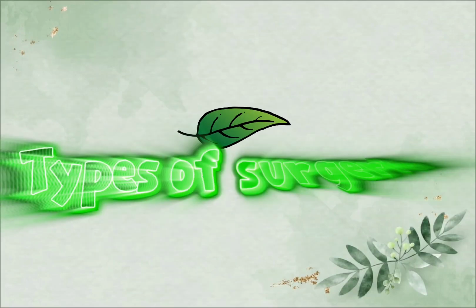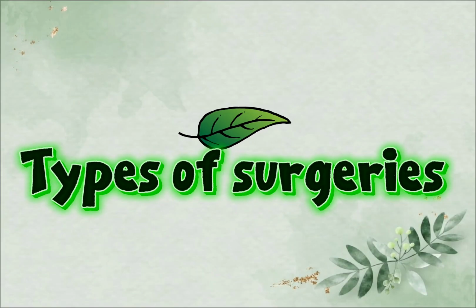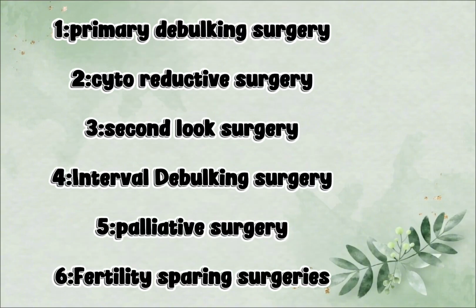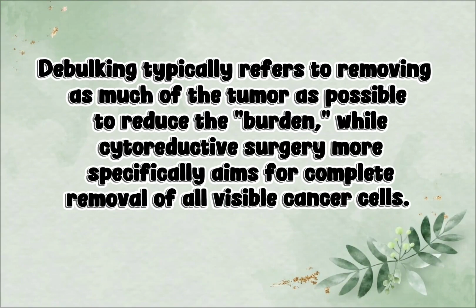Then what are the types of surgeries we do perform in order to remove ovarian masses or treat ovarian malignancy? Number one is primary debulking surgery, then cytoreductive surgery, second look surgery, interval debulking surgery, number 5 is palliative surgery, and number 6 is fertility sparing surgery. So what is the difference between debulking and cytoreductive surgery?